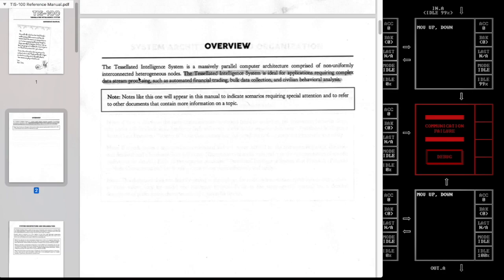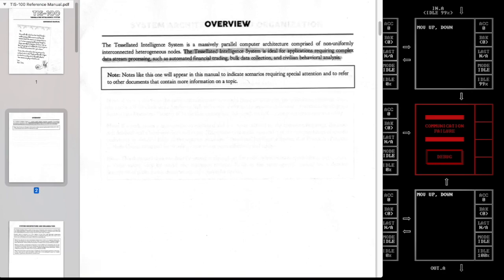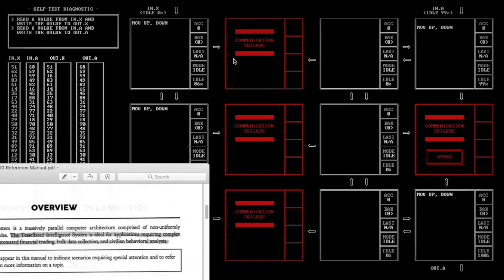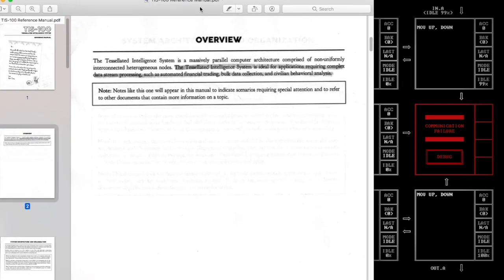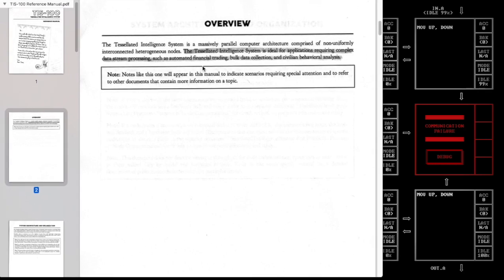Okay. I'm not sure what that means, heterogeneous. I think homogeneous means they're the same, but heterogeneous, I don't really remember. Non-uniformly interconnected. So they don't necessarily have the same. So I think it's talking about how these nodes connect with each other, with input and output from each other. And the point is that it's like a big parallel computer, basically. And it's up to me to take advantage of that and use it. Tessellated. That's really cool.